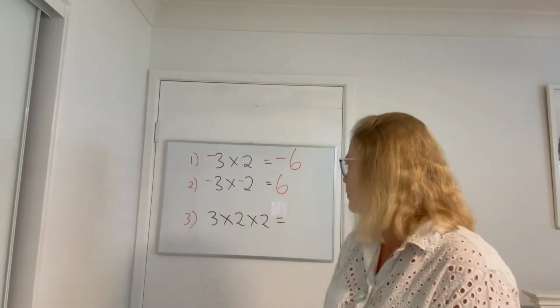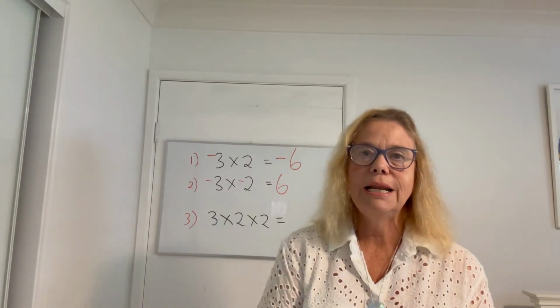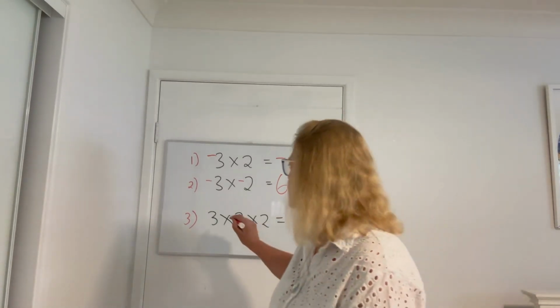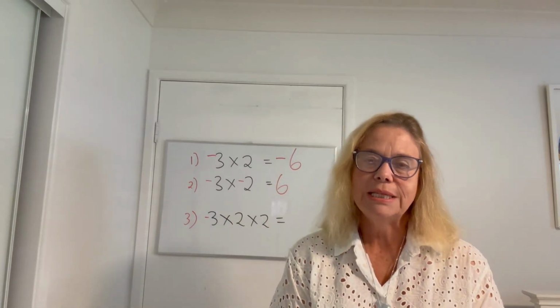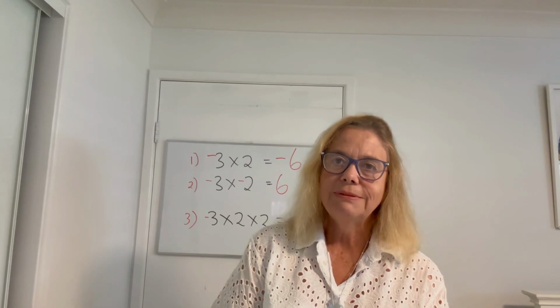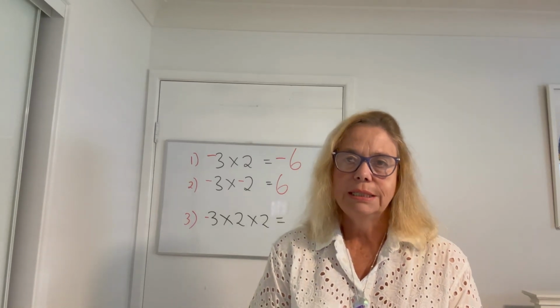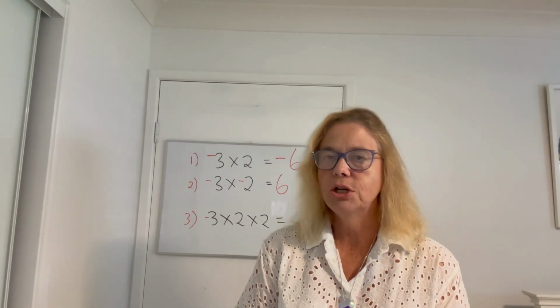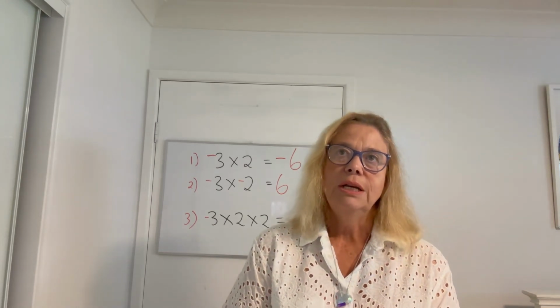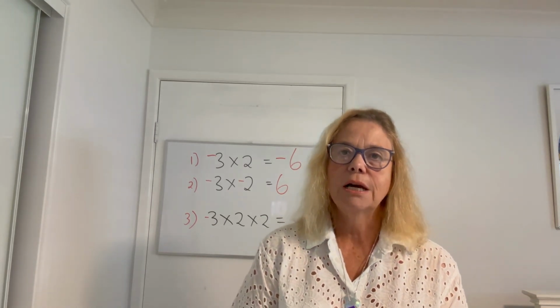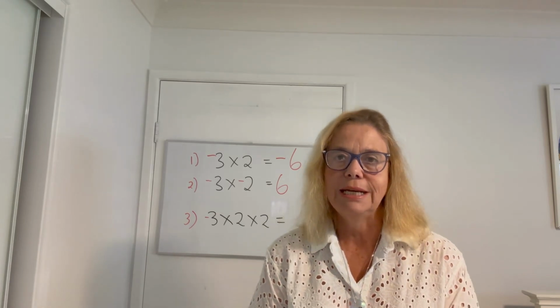The last one, we've got 3 numbers in there. Let's make one of them a negative. If we make the 3 a negative, negative 3 times 2 is negative 6. 2 times negative 6 is equal to negative 12. We're not changing the direction twice, we're only changing the direction once. So negative 3 times 2 is negative 6, times 2, it's still negative, and it's a negative 12.